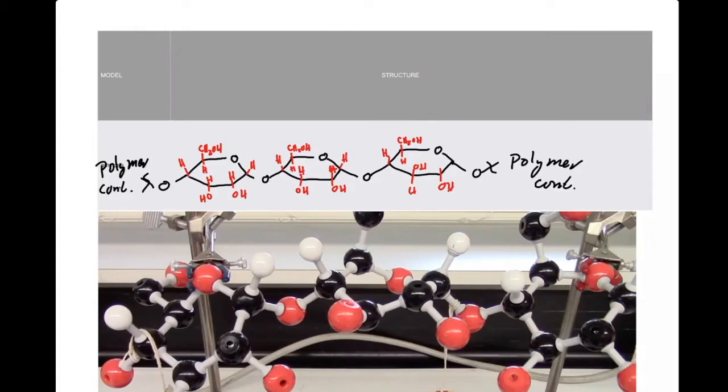This is a polymer of glucose. This is amylose. How do I know? First of all, it's not branching. Second of all, the glycosidic bonds are alpha. That's how I know.